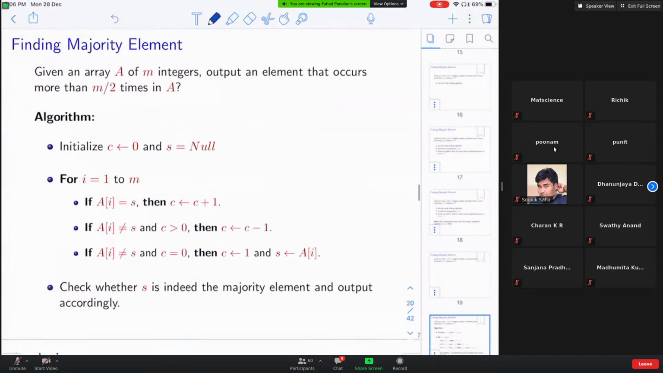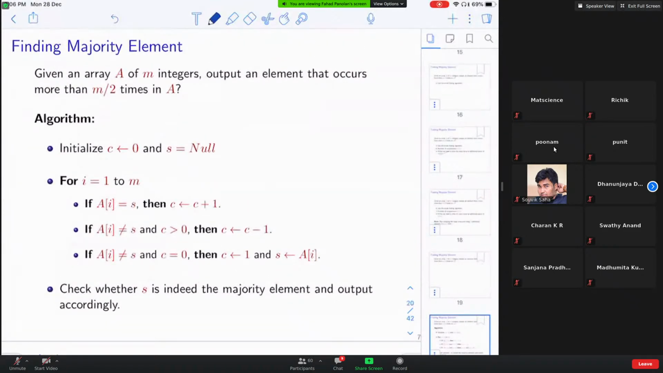So here is that algorithm. What we do is as follows. The algorithm will have a counter, which is C. Initially that counter is 0. And we will have a variable S, and initially that is null. The algorithm is going to keep a potential majority element in S. So it looks at the first element in the array, which is A1, and says, okay, pretend that is the majority element. Then the counter value is 1.